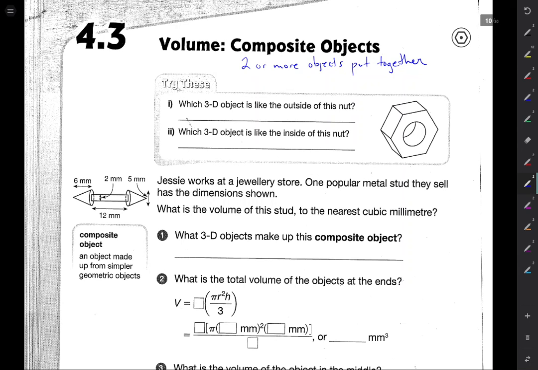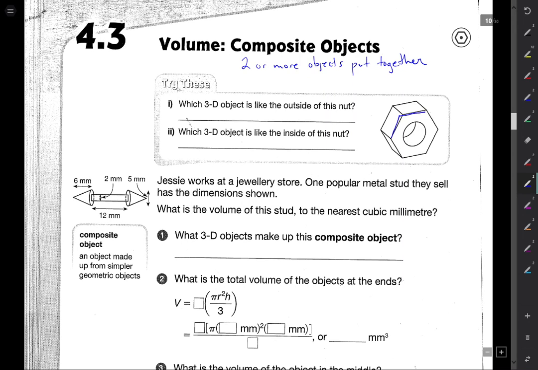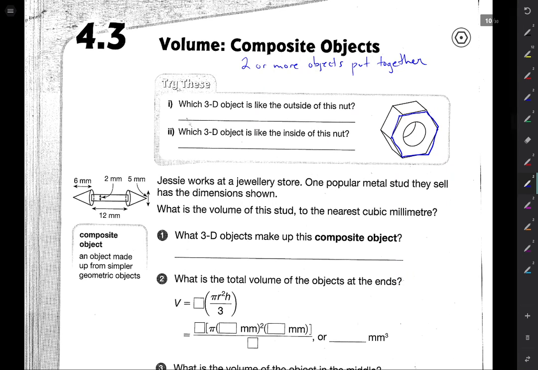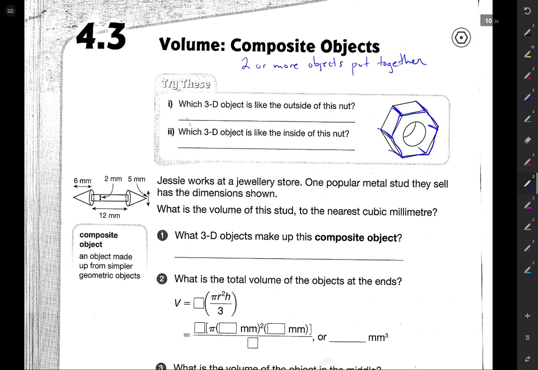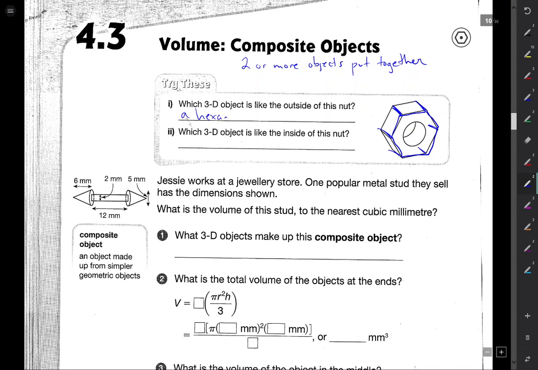In this first Try These, it says which 3D object is like the outside of this nut they gave us here. So the outside of it has 6 sides, so we know that is a hexagonal prism, right? Because if we looked at the other side of this, there would also be a hexagon on it. And remember, a prism has the shape on both ends. So this would be a hexagonal prism. And then on the inside of it, this is a hole, and it goes all the way through. You can imagine that it would go all the way through like that. It would look something like this, which is a cylinder.